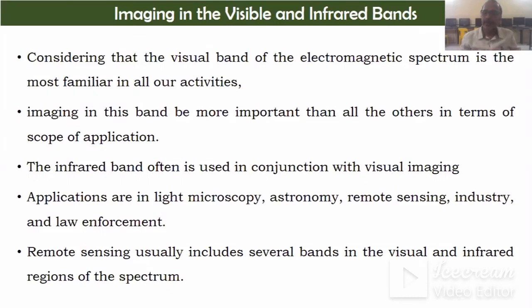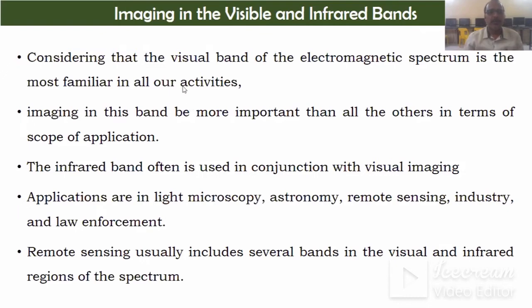Study three different types of spectrums or bands and their applications. First we studied gamma rays, second x-rays, and third ultraviolet rays. These three types of rays and their applications we discussed in the previous lecture. Next, in this lecture we will study the visual and infrared band and the applications of these.